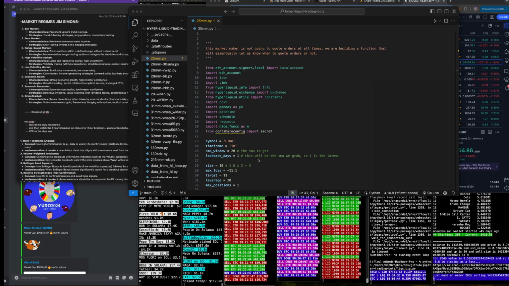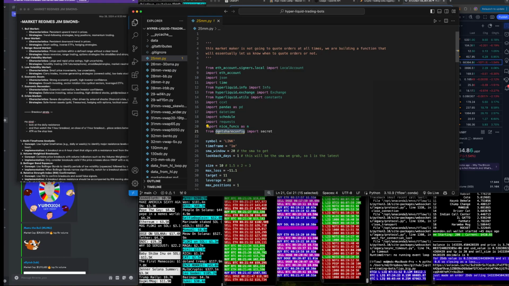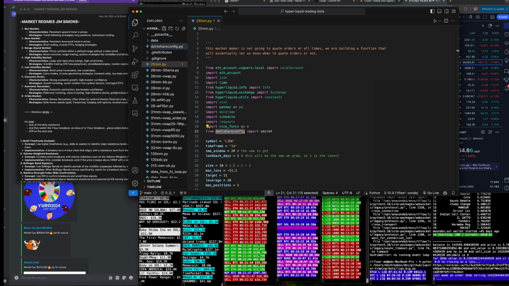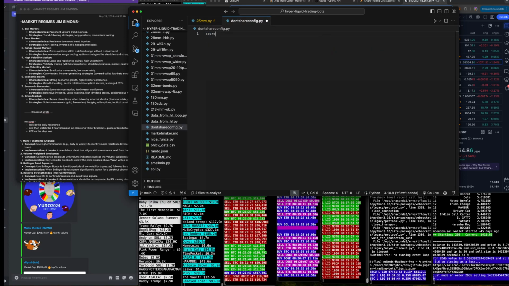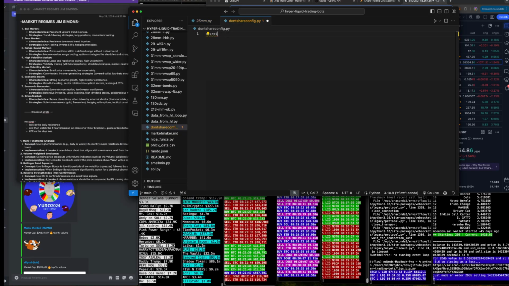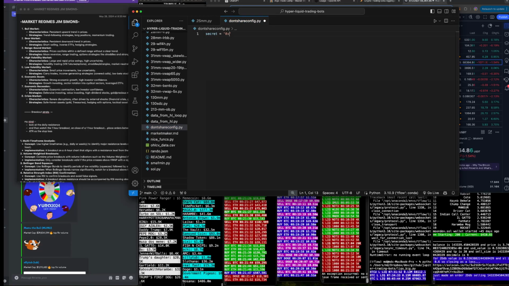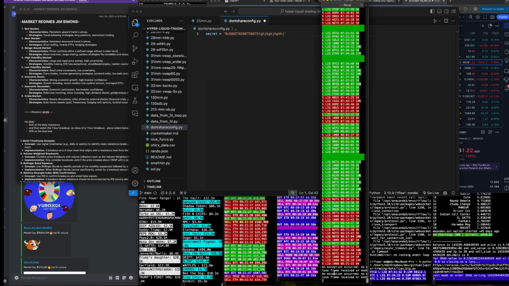I've got to get a don't share config up in here. As you can see, it doesn't have mine right now. So I'm going to say don't share config dot py, and then I'm going to make a secret. This is going to be my literal private key, so be careful with this one. It's going to be my private key on Hyperliquid. I've got to get my private key. So it is what it is.